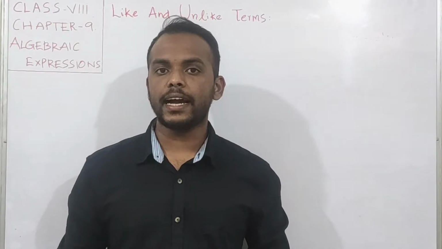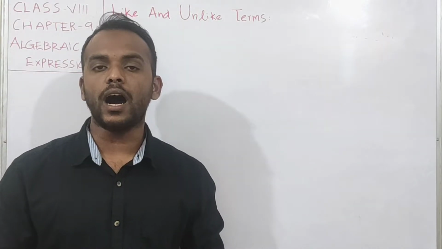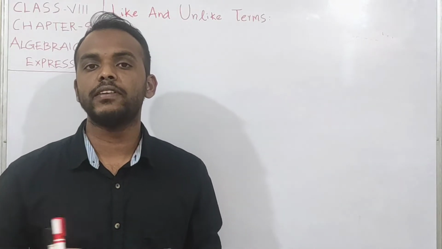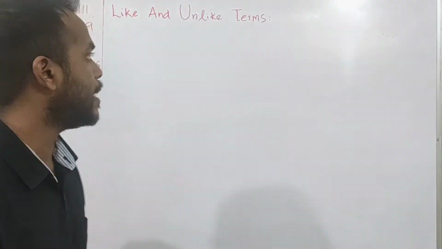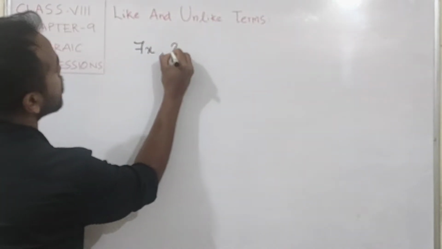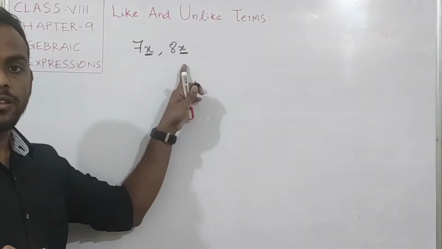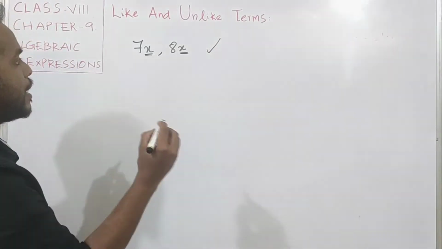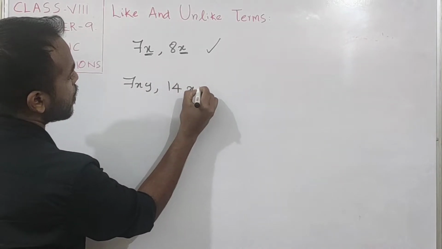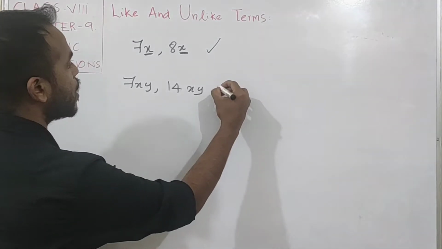Now let's see what are like and unlike terms. It's a simple one. If the variable parts in the terms are same, then we will call them like terms. If the variable parts are different, then we will call them unlike terms. We will see examples for that. Suppose there are two terms, 7x, 8x. What is the variable part? It is x. Right? So these two are like terms. Another example, 7xy, then 14xy. Here also the variable part is same, so these are like terms.